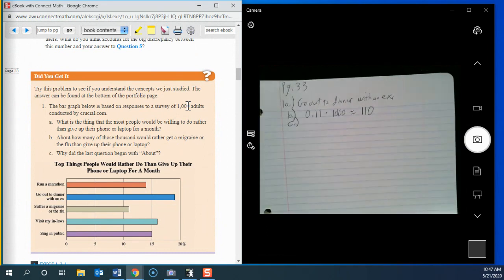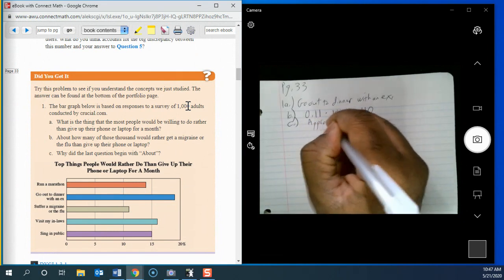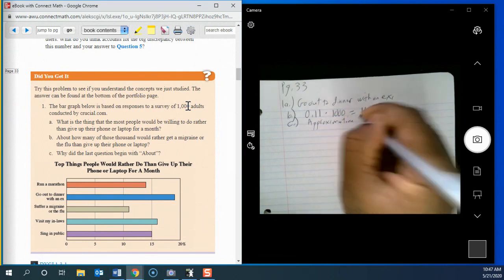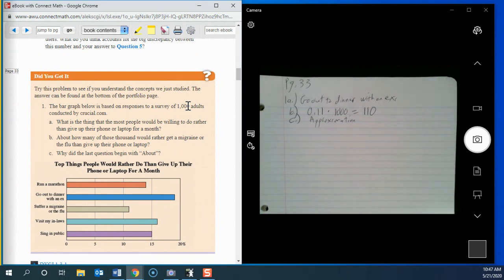Okay, now we come to C. Why did the last question begin with about? And that is because this is an approximation. That's why I began with about, because we have no way of knowing exactly what the percent is based upon this bar graph. Now if it would have hit 10 exactly, then we could have gotten an exact measure here, but because we have to guesstimate here, we know that it's an approximation.